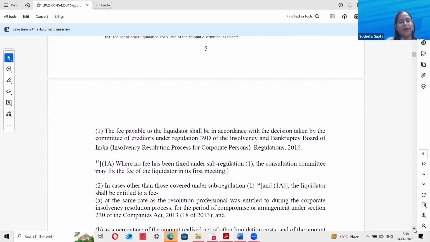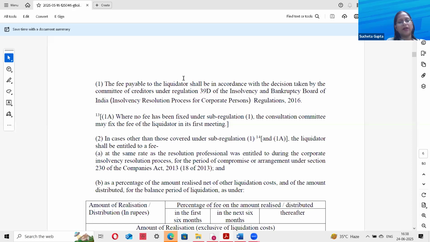Now, liquidation fee. The fee payable to the liquidator shall be in accordance with the decision taken by the Committee of Creditors under Regulation 39D of the Insolvency Resolution Process for Corporate Persons Regulation 2016, and where no fee has been fixed under sub-regulation 1, the consultation committee may fix the fee of the liquidator in its first meeting. In cases other than those covered under sub-regulation 1 and 1A, the liquidator shall be entitled to a fee at the same rate as the RP was entitled to during the CIRP process for the period of compromise or arrangement under this section, and as a percentage of the amount realized net of other liquidation cost and of the amount distributed for the balance period of liquidation as under.